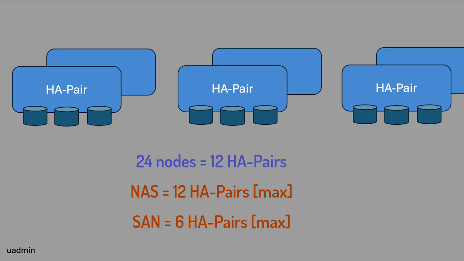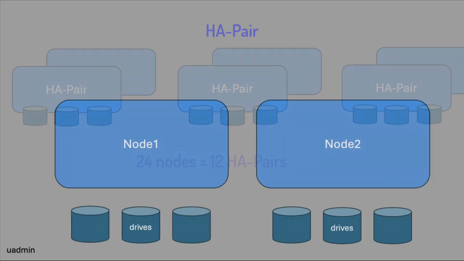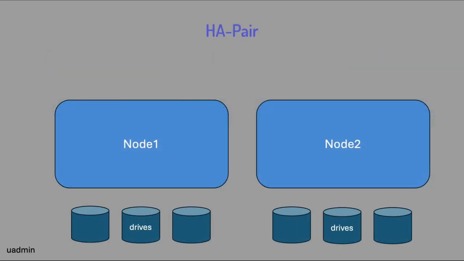Now let's have a closer look at the HA pair. The two nodes in a single HA pair allow for non-disruptive operations because both nodes are physically connected to one another and to the disks that belong to the HA pair. So if one node fails or is no longer available for whatever reason, the other node in the HA pair takes over the disks of its partner, so clients will still be able to access the data. This is realized as follows.